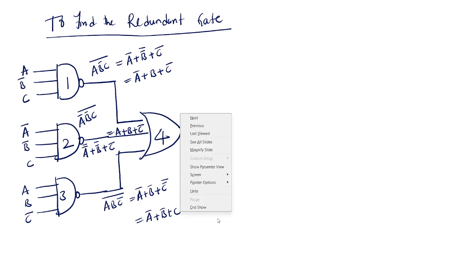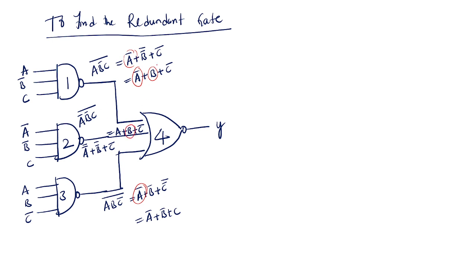Okay. So here I need to find out the common gates. Suppose A bar is there. A bar, where is it repeating? Here it is repeating. Okay. And B is there. Where is B repeating? Here it is repeating. B here it is repeating. Okay. Next C bar. C bar also is repeating. So that means this is the redundant gate.